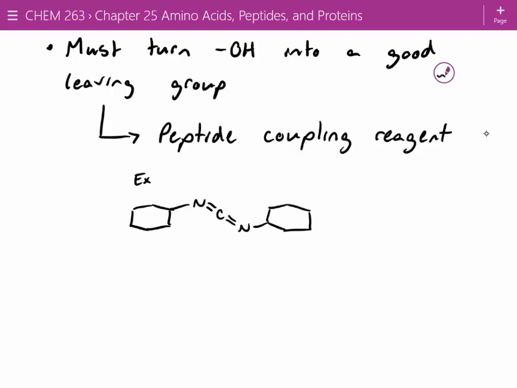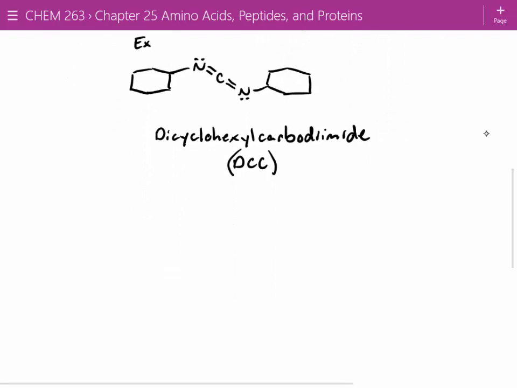And what this is called is dicyclohexyl carbodiimide. People get really tired of writing out this name, so people just write DCC. Much easier. And this was one of the earliest ones developed. There are actually better ones than this that are more commonly used, but this is kind of the tried and true one. It's been around for a long time. So let's see how this mechanism works if we use DCC in our reaction.